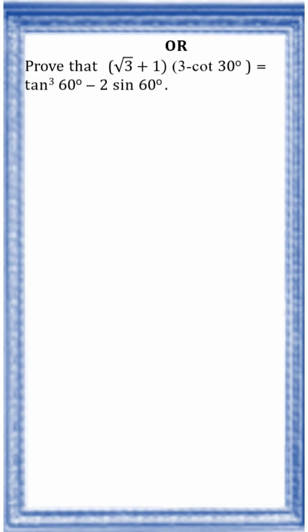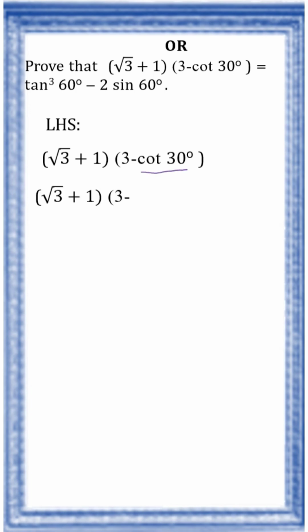Or prove that (square root of 3 plus 1) into (3 minus cot 30) is equal to tan cube 60 minus 2 sin 60. LHS. What is LHS? Root 3 plus 1, 3 minus cot 30. Now let us replace this one by what? Root 3. Because tan 30 is 1 by root 3. Reciprocal of that is root 3.